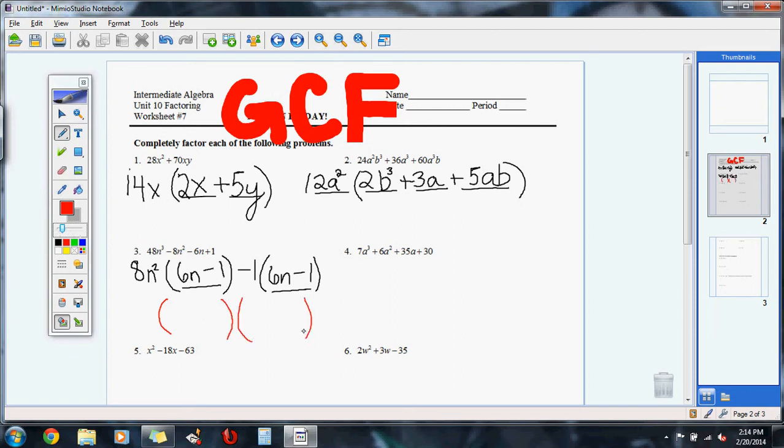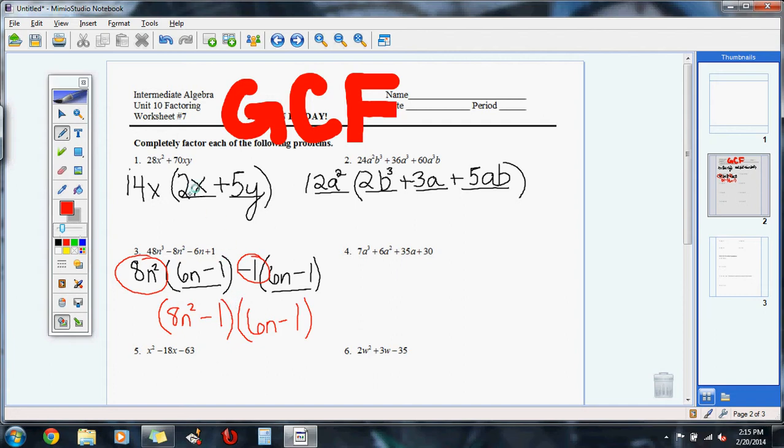Go continue on. And then if you look here, I'm circling the greatest common factor of the first one, the greatest common factor of the second one, and I put those together and I get 8n squared minus 1. And then in the back part here, we just take that common binomial. They both have a 6n minus 1, so you just put that in the back end.